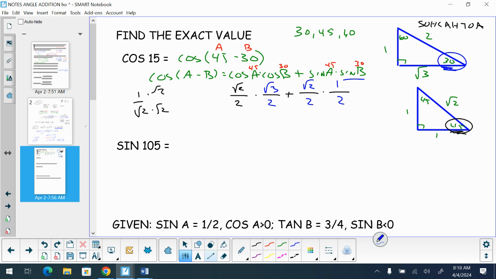So we can multiply these together. Order of operations. Square root of 2 times square root of 3 gives me square root of 6 over 4, plus square root of 2 over 4. We can then combine these together. Square root of 6 plus square root of 2, all over a value of 4.